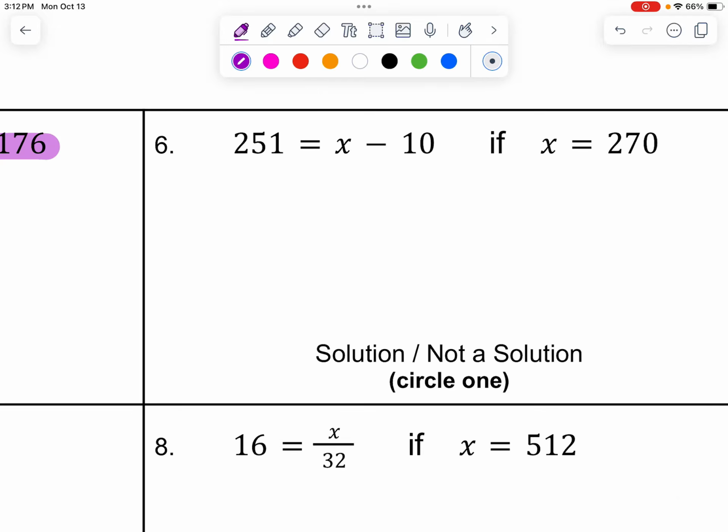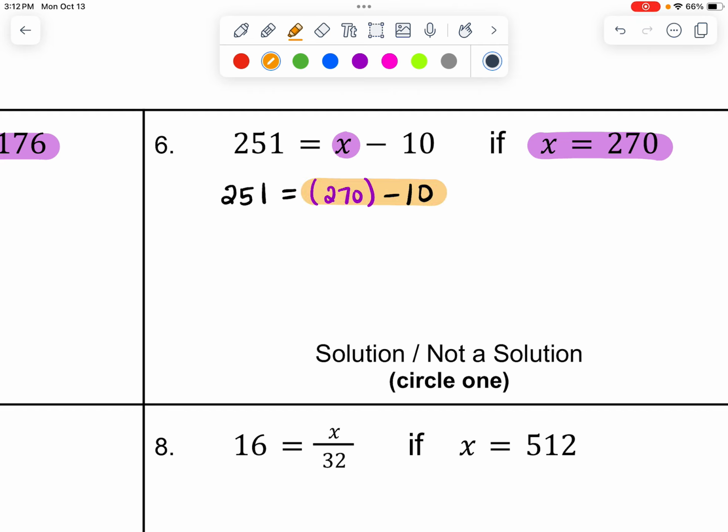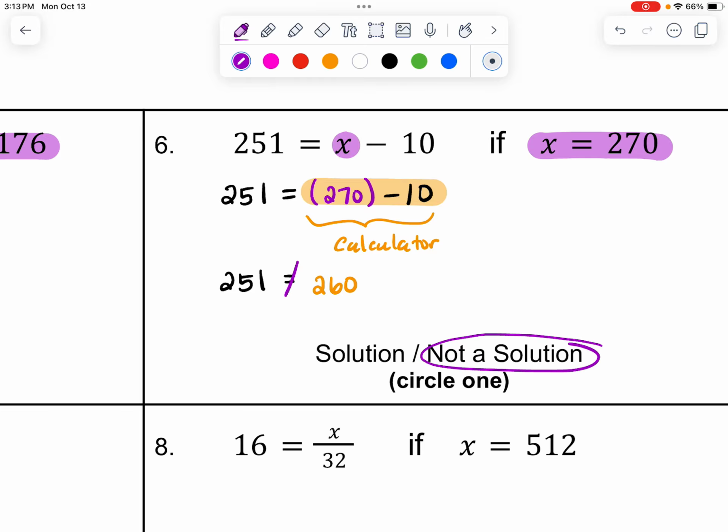Number 6. Here is my variable. Here is my number. First, I will copy. Then I will substitute. Then I will type in the right side on my calculator. I get 260, and I will copy. These are not equal, so we will say not a solution.